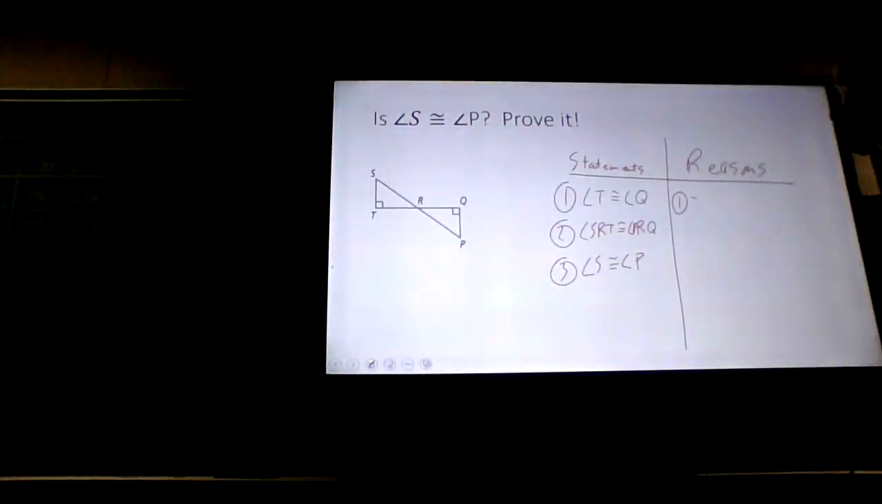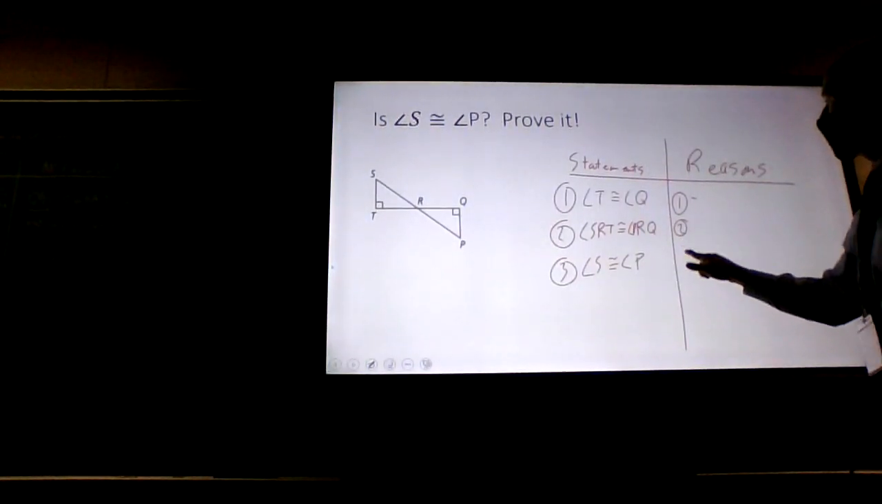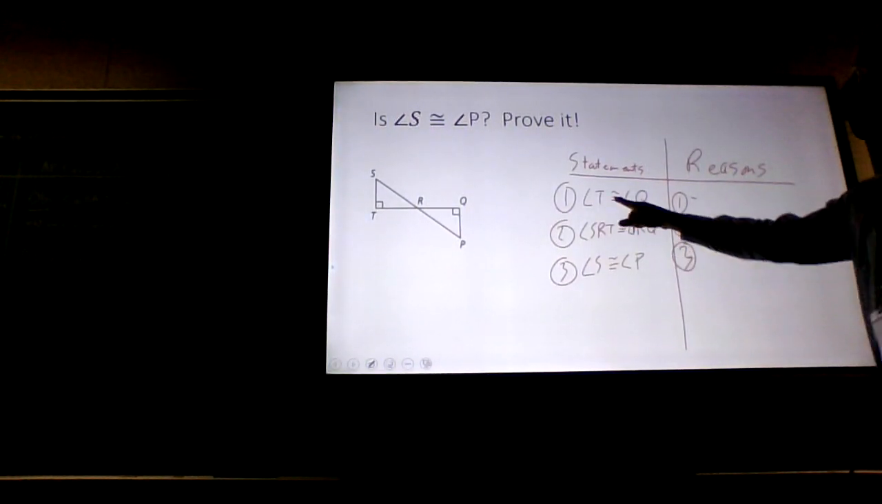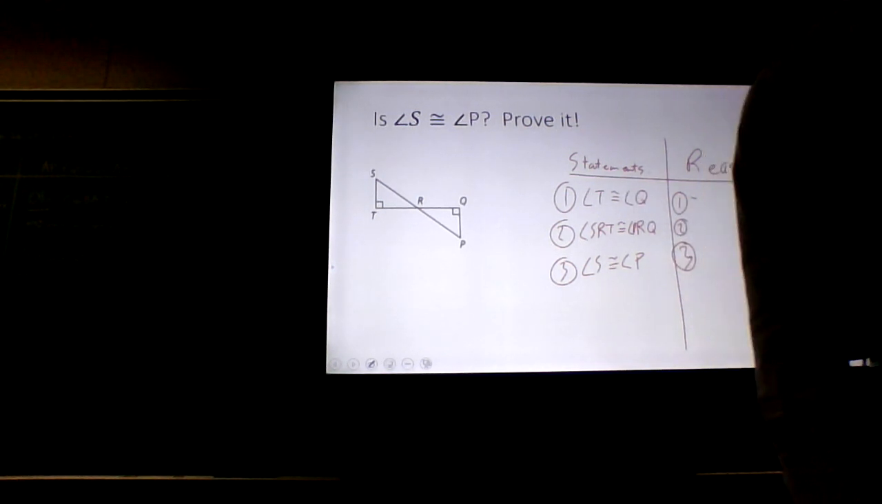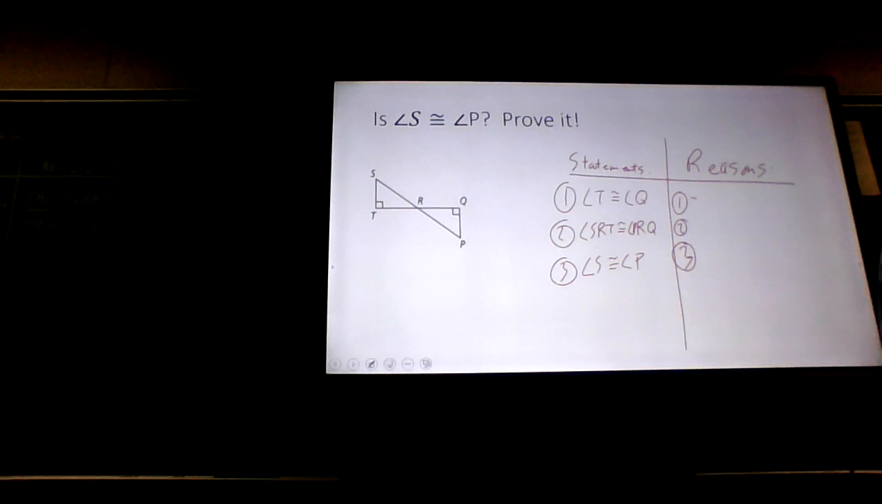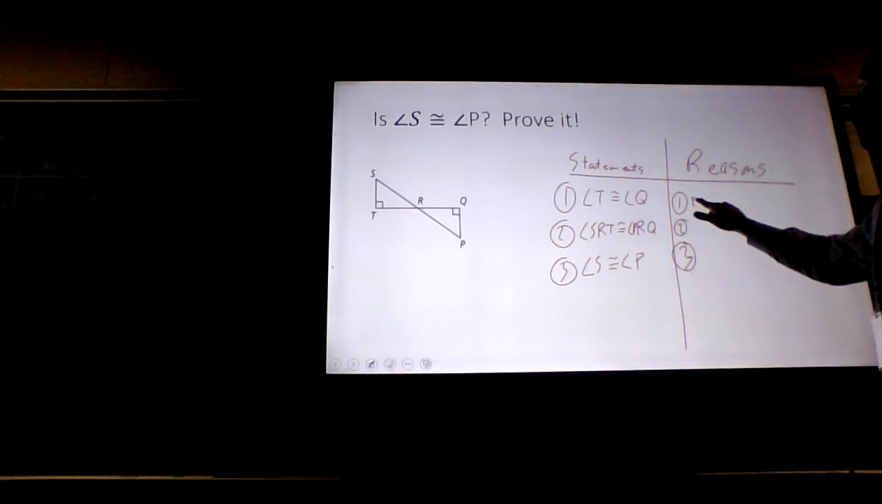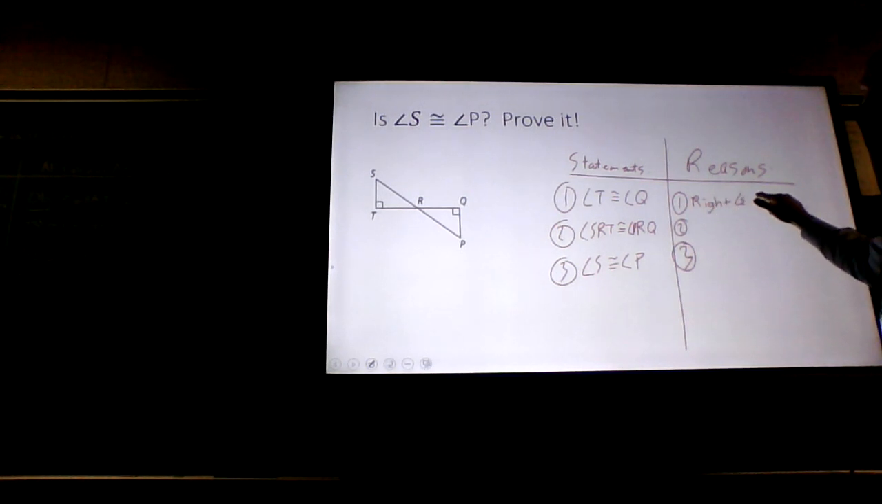All right, guys. So we've got our proof set up here. We're trying to work on this. Why is angle T congruent to angle Q? Because they're both right angles, right? So I might just say right angles are congruent. In fact, they're always congruent, right? And why are they always congruent? Because they always measure 90. Would you guys agree with that?